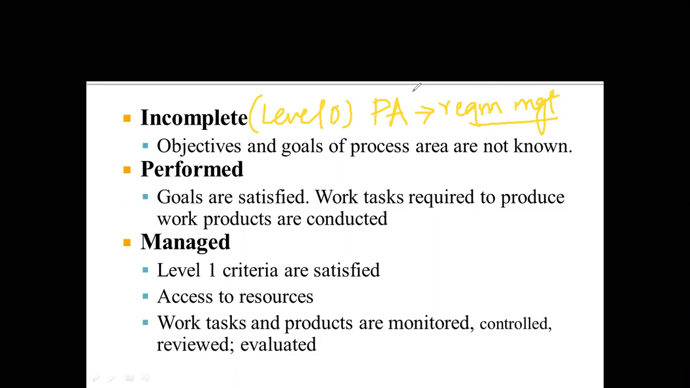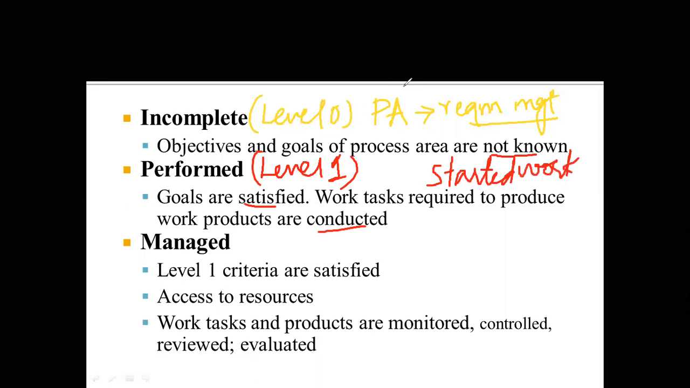Now coming on to the next level, that is called Perform. This Perform level is called your level 1 criteria. In this level 1, it means that the goals are satisfied. That is, first they were not known, but now you know what goals you need to achieve. Then work tasks required to produce work products are conducted. That is, you have started working on this particular software.